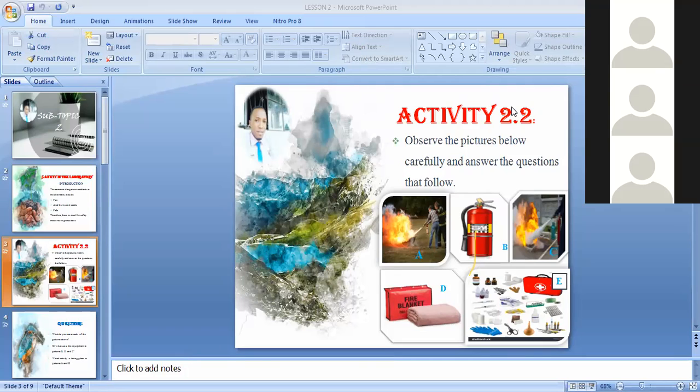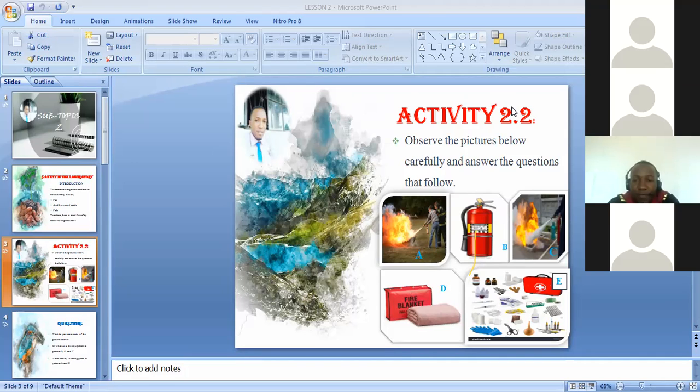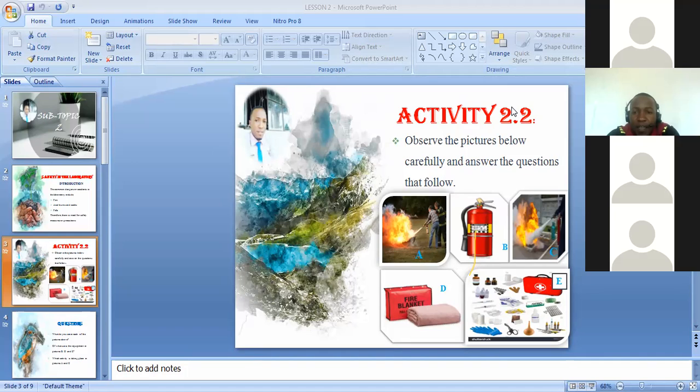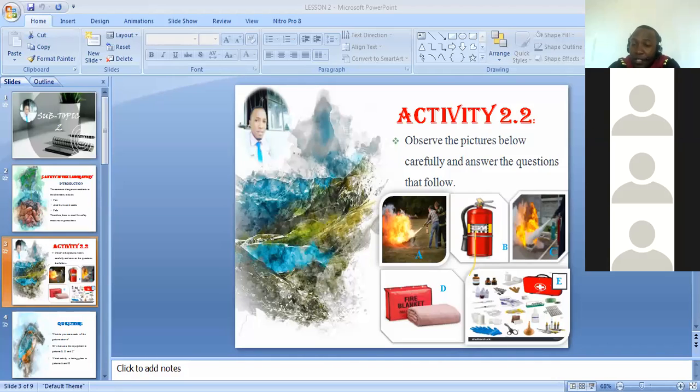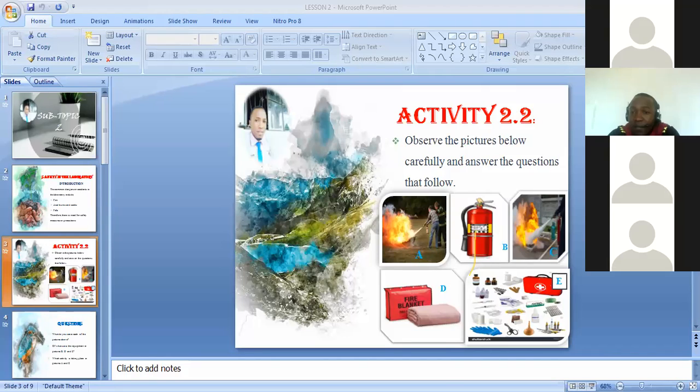Picture E is used to keep the tools used for giving first aid. We are seeing picture E keeps all the first aid box, keeps instruments used to give first aid. Do we have any other version of how we can write the same answer?